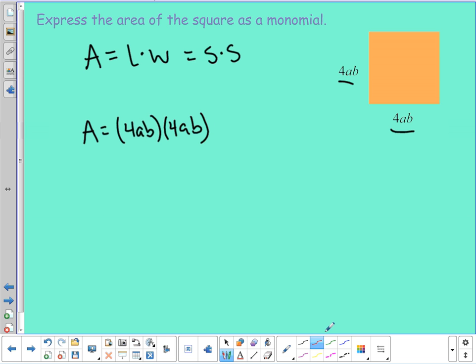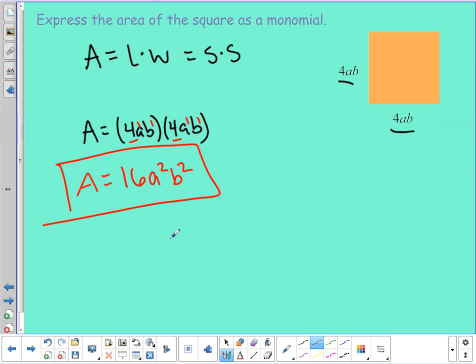Now I can combine my like terms here basically. Well, it's not really combining like terms, it's just multiplying the like parts together. So 4 times 4 gives me 16. A to the first times a to the first gives me a to the second. And b to the first times b to the first gives me b to the second. Notice that I'm adding my powers. A times a, 1 plus 1 is 2. B times b, 1 plus 1 is 2. So that's the expression for the area of my square. Technically, this would be units squared, whatever those units may be. We weren't told, but that's fine.